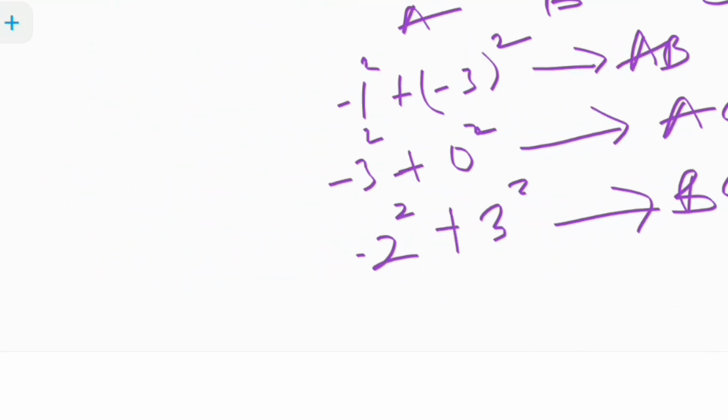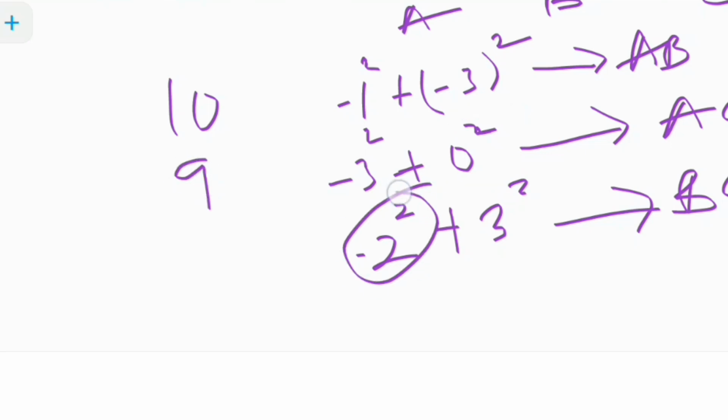So this one is 1 squared. 1 squared is 1. This is 9. So this is 1 plus 9. That's 10. So this one is 10. This is 9. Okay, 0 squared is 0. So this is 9. Minus 3 squared is 9. So this one is 9.